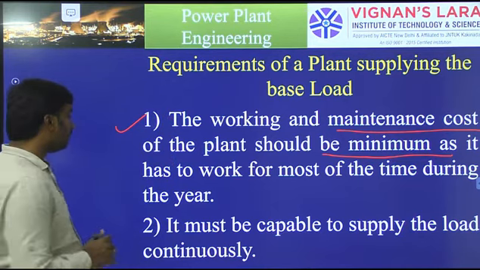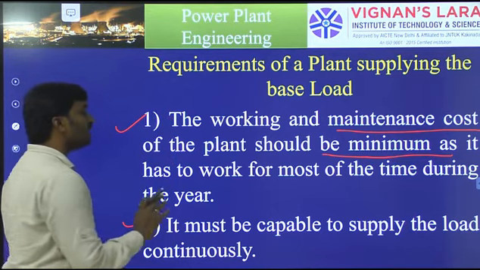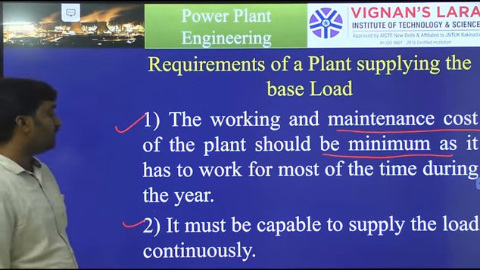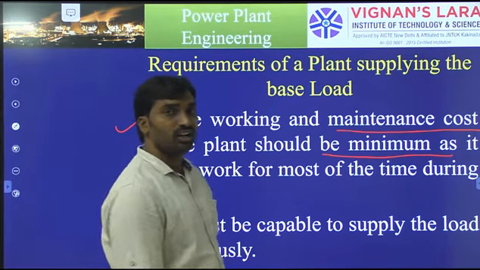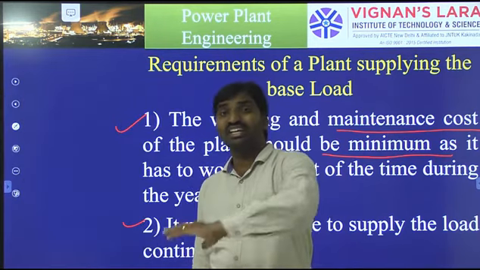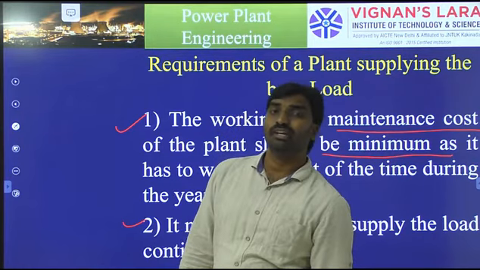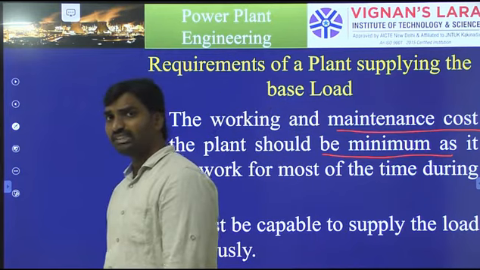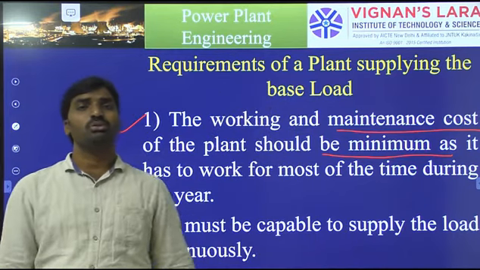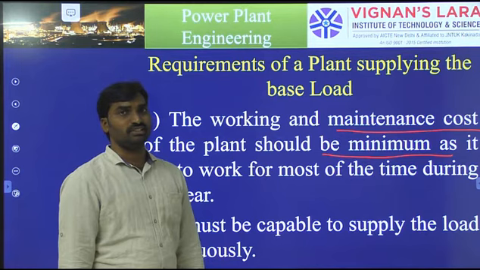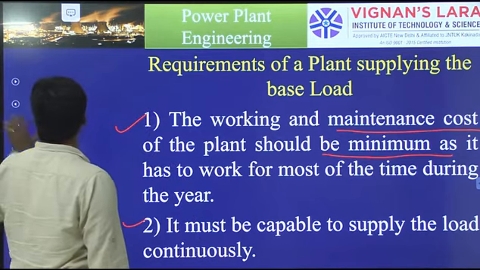And it must be capable of supplying the load continuously. As we already discussed, throughout the year we require a continuous 1 megawatt of power. That is why the base load plant has the capacity to run throughout the year without any disturbances. That is also a key point.